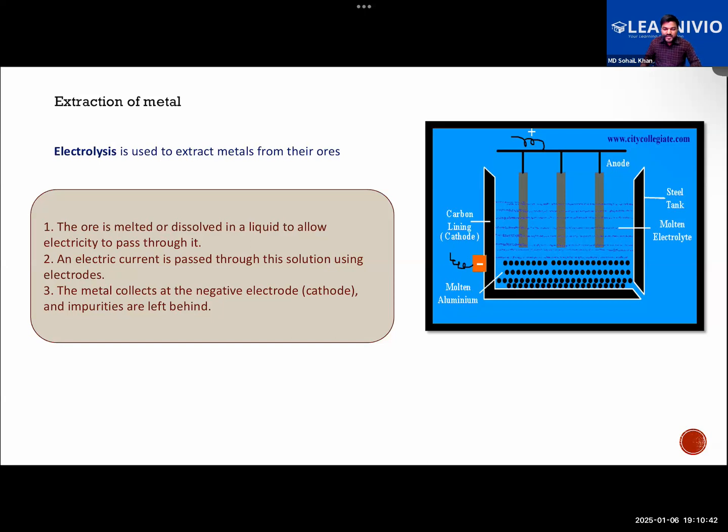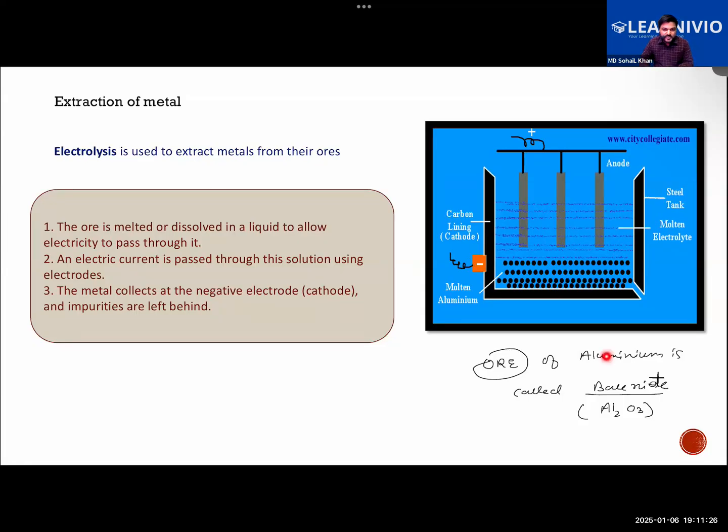Next, talking about some of the other applications of chemical effects. There is the extraction of metals. Electrolysis will also be done to extract metals from their ores. We have this example of aluminum. First of all, what is done? The ore of aluminum is called bauxite, which is basically aluminum oxide, Al2O3. Bauxite, not D.